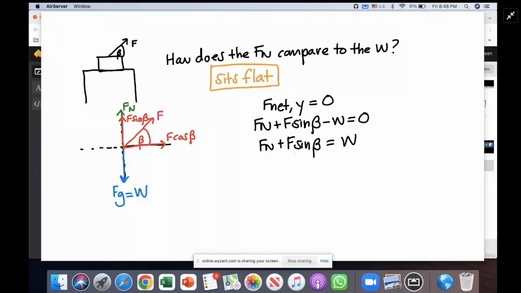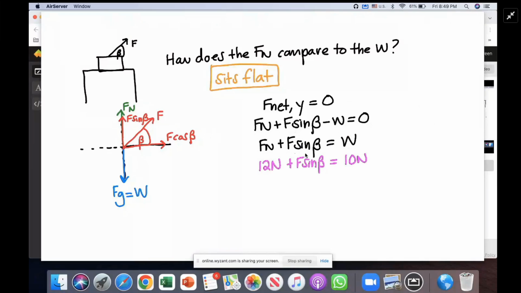And if it helps you, we can go ahead and put some numbers in, right? So let's imagine that the weight is 10 newtons. Now imagine for a moment that the normal force is larger than 10 newtons, so the normal force is bigger than the weight. So we put 12 over here. Well, that's a problem, right? Because we need to add in that component, right?